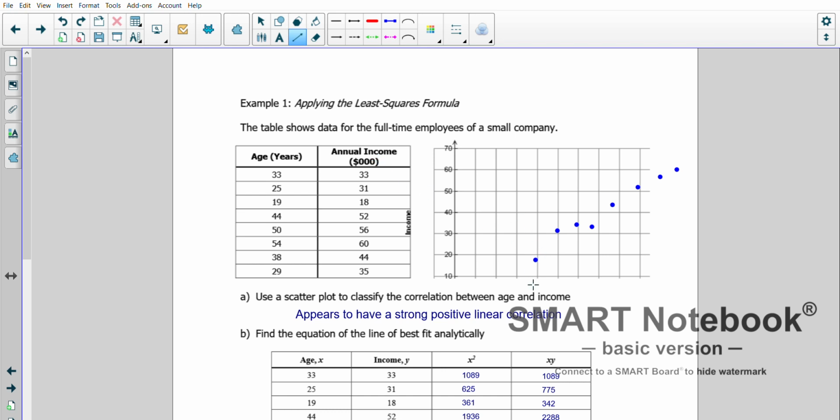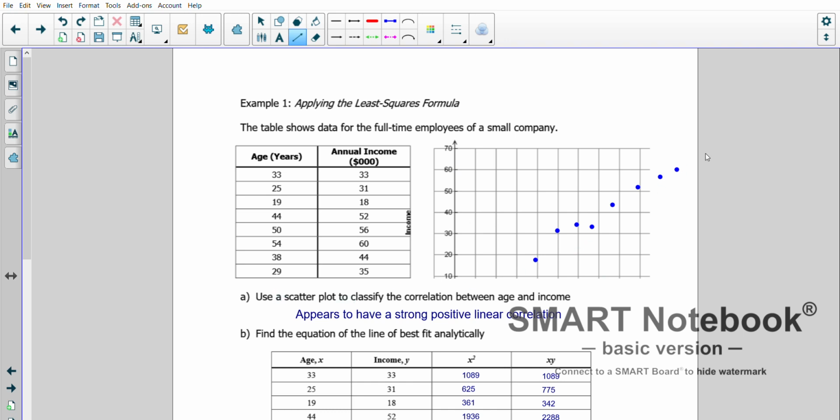I don't know why my graph, yours isn't cut off, but mine, every time I load it onto Smart Notebook, sometimes it cuts off these graphs, but I did my best to fill in where I thought these were. But basically what you observe here is that as you get older, you're going to tend to make more income.